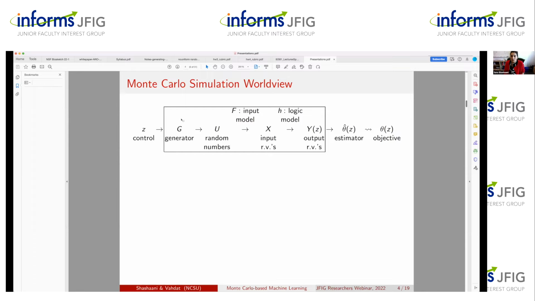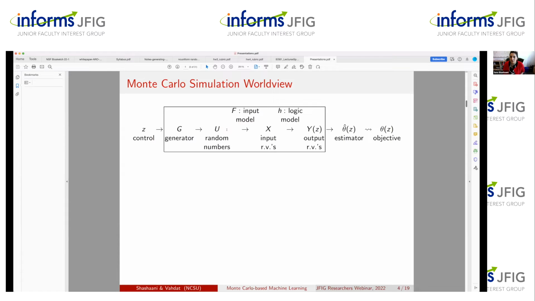So suppose this part that I've put in a box is that simulation, the Monte Carlo simulation, which consists of a generator of random numbers, input random variables that are going to be produced using an input model I'm calling F, and then output random variables that are going to be following this logic model I'm calling H here. So we're going to need these notations as we go along. That's why I'm pausing on some of these.